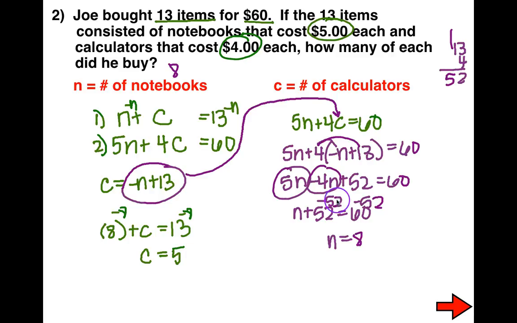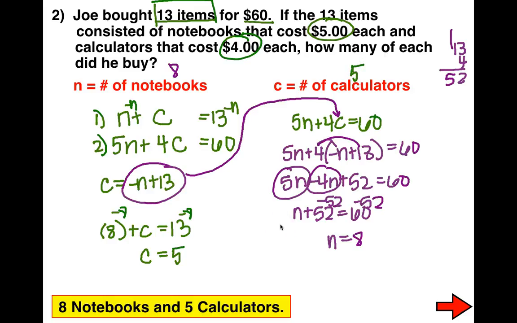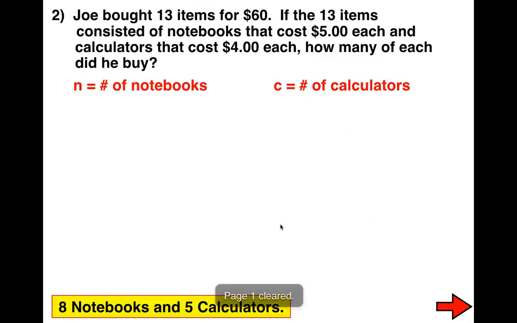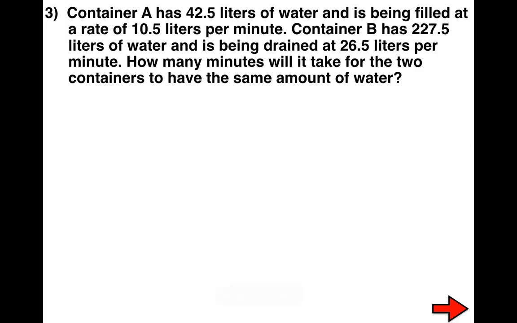Now, one thing I do want to mention is they did tell you that there was a total of 13 items. So if you know 8 of them are notebooks, you can kind of deduce that 5 of them will then be calculators. But if not, always feel free to plug it into one of the 2 equations and you should still get the same answer. So 8 of them are notebooks and 5 of them are calculators. So I can go ahead and answer the question now. 8 are notebooks and 5 are calculators. Okay, so hopefully this looks familiar. Let's go ahead and try number 3.